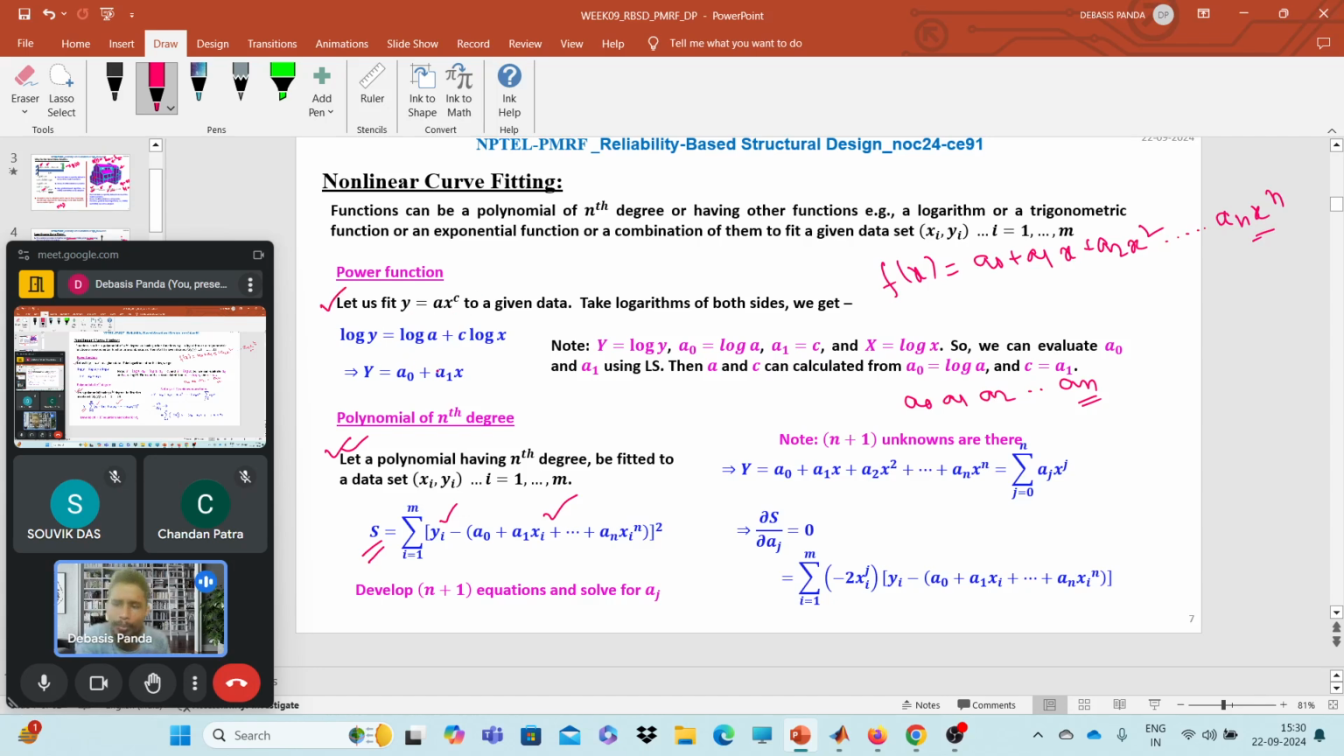Take the log on both sides, simplify it, you will have the model like this. Again, you need to generate the normal equation, solve for a naught, a1, you will get your polynomial.